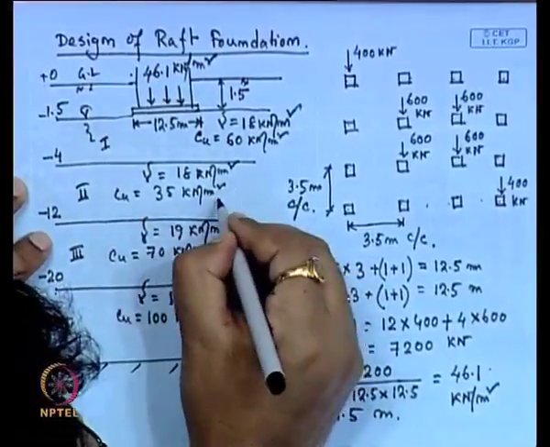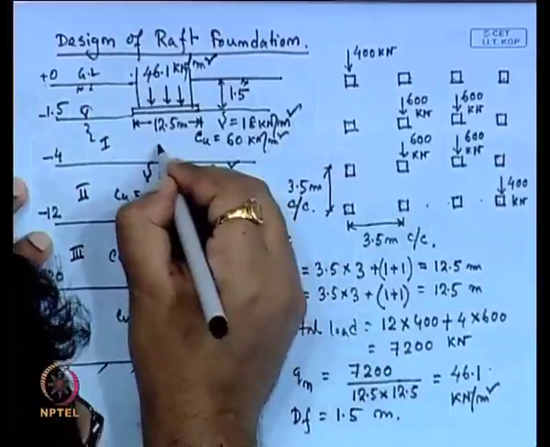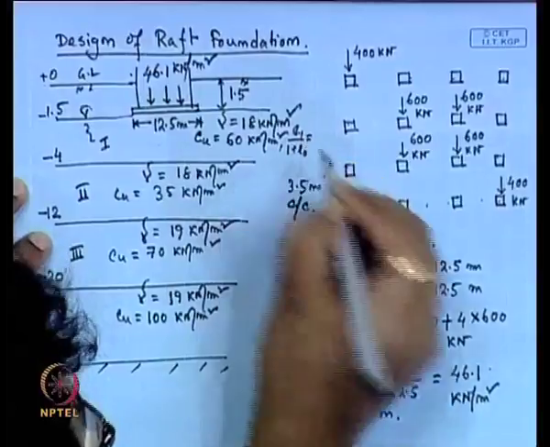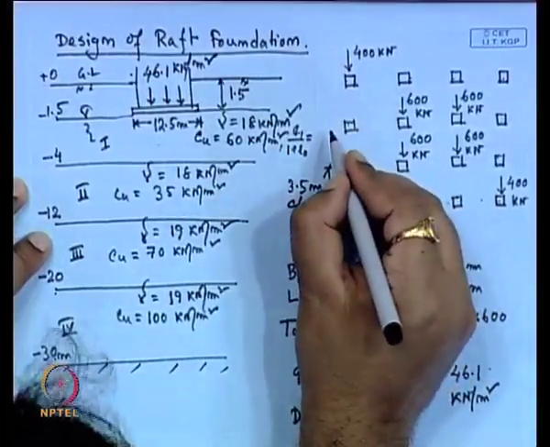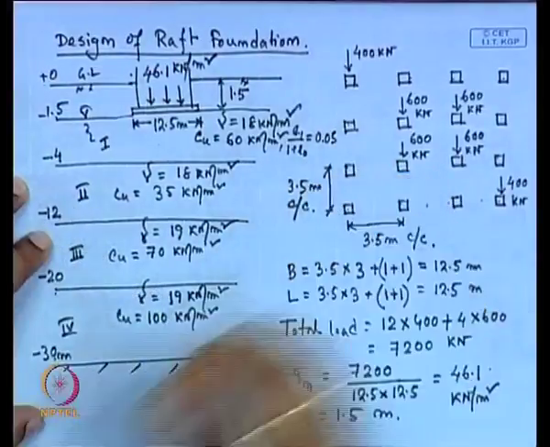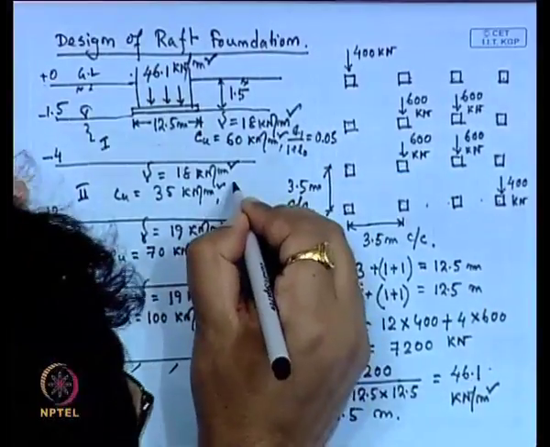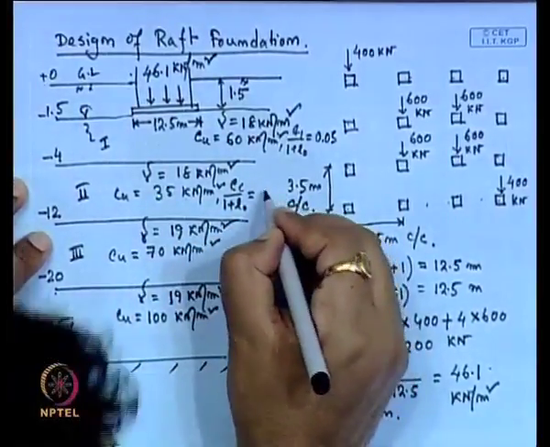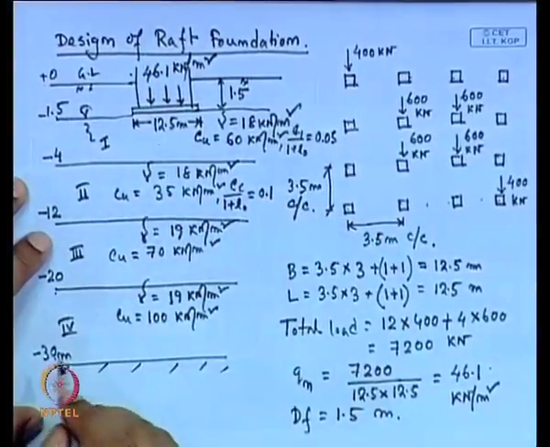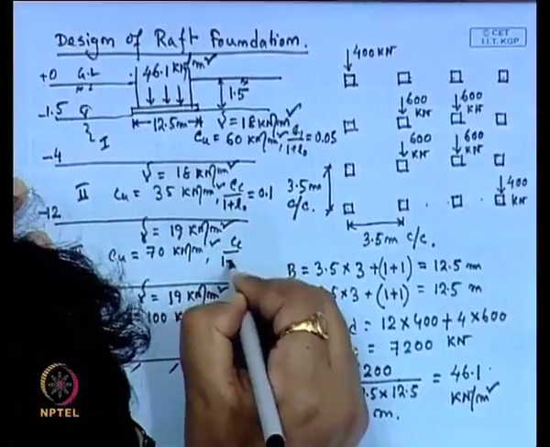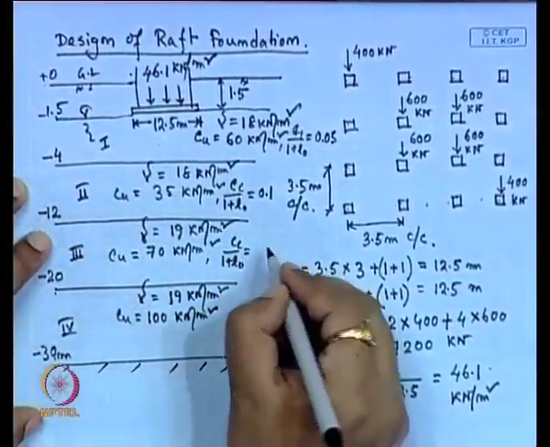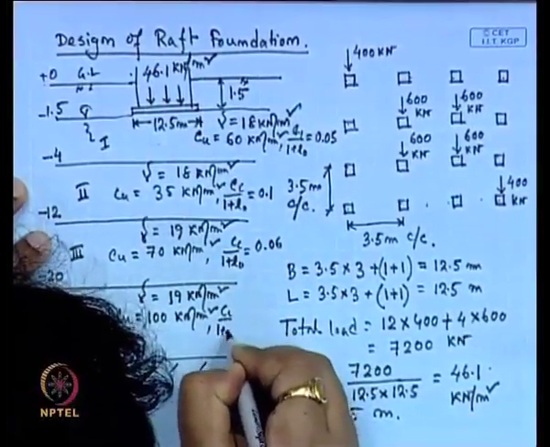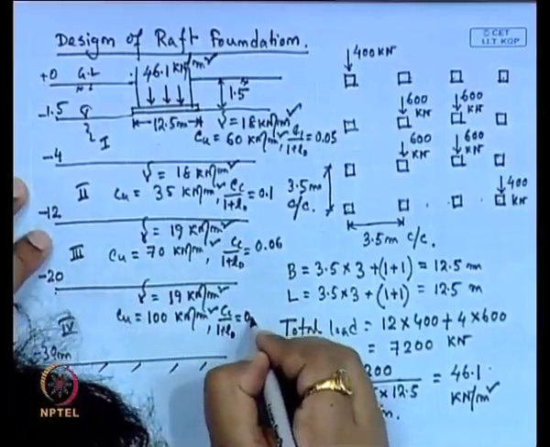Now, Cc over 1 plus e0 for the first layer is 0.05. Similarly, Cc over 1 plus e0 for the second layer is 0.1. Cc over 1 plus e0 for the third layer is 0.06, and for the fourth layer the value is 0.03.